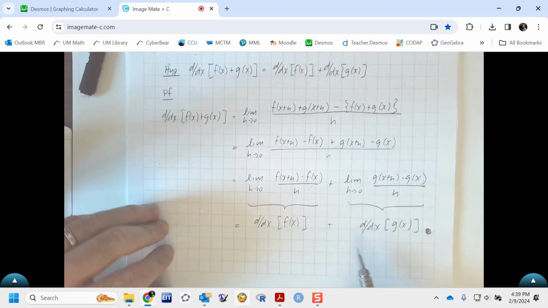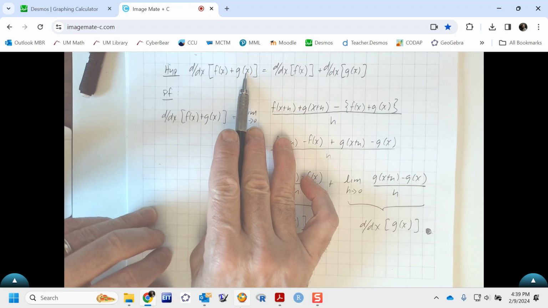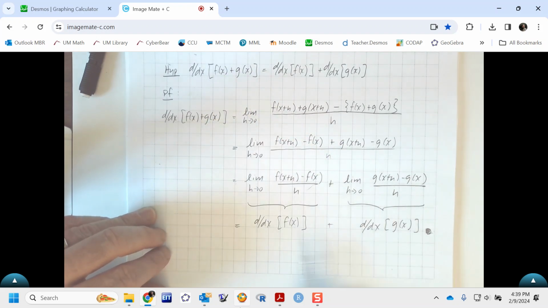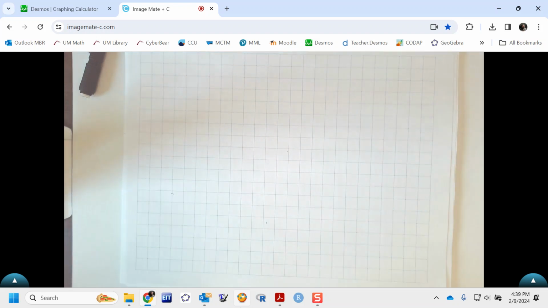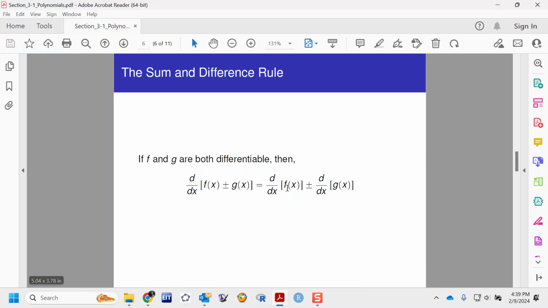Again, a very general result, right? Doesn't matter what f and g are. This could be a sine function, that could be an exponential function. But if I know the derivative of each, then all I have to do is apply the differential operator to each part and just join them with a plus. Let's see where we're at. I'm back to here, right?